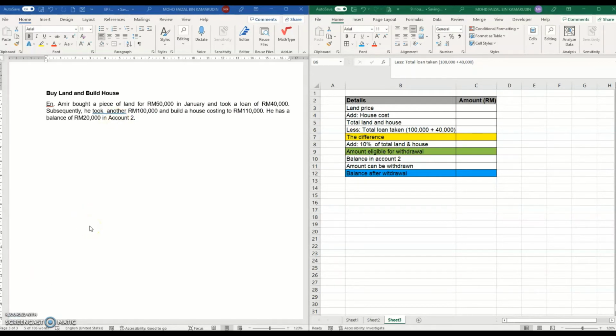Again, the concern is to assist him to find how much he is eligible to withdraw. So we have items that we have to develop for this case. If you realize, we just add the land price because he bought the land, which is about 50,000. Then we add the house cost, 110. Then we add these two to get the total.